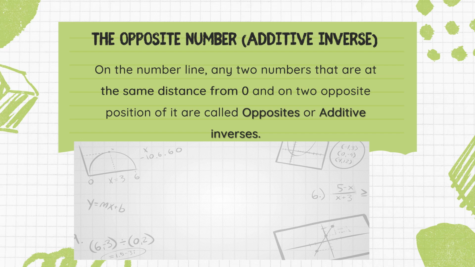Now we will learn a new term, a new idea: the opposite number, or additive inverse. On the number line, any two numbers that are at the same distance from 0 and on two opposite positions of it are called opposites or additive inverses. Let's see this video. It will make it clear for you.